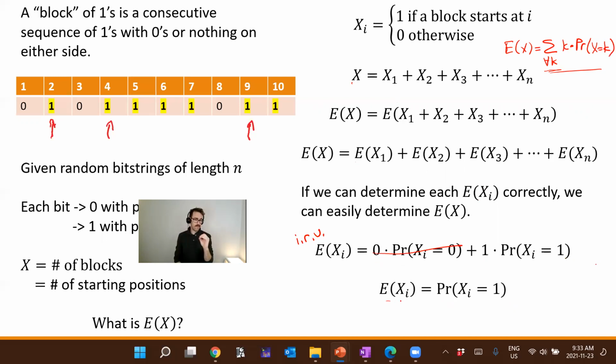Now 0 times anything is of course 0. So the expected value of any indicator random variable is simply equal to the probability that the indicator random variable is equal to 1, and that corresponds to whatever event we said. Here it is: a block starts at I.